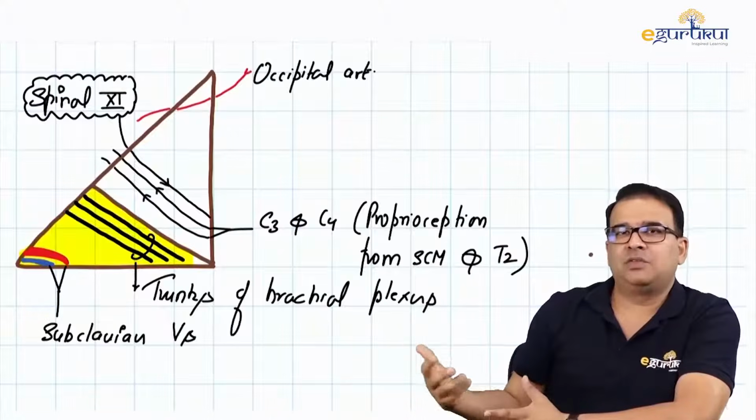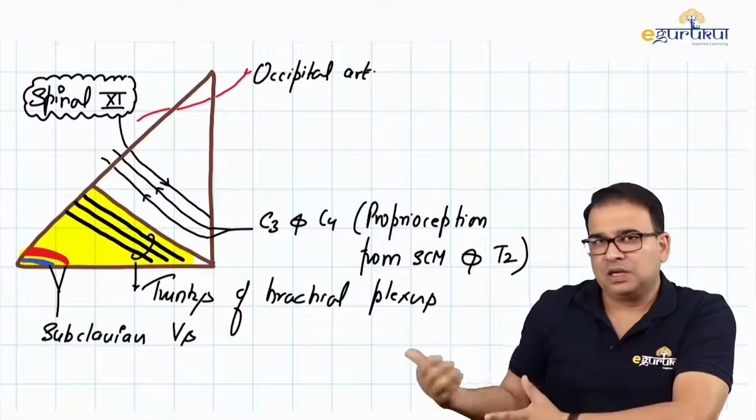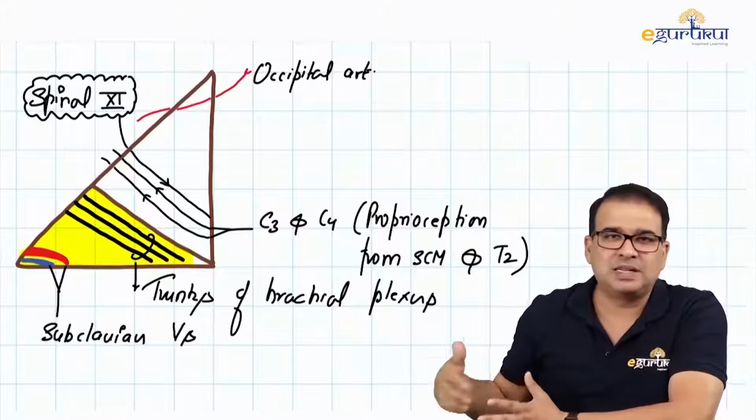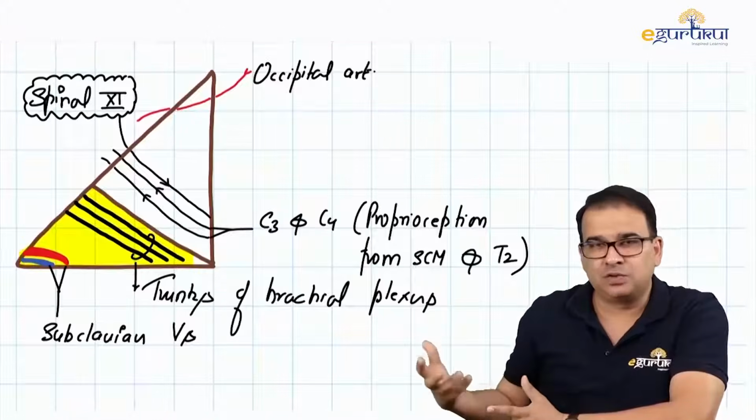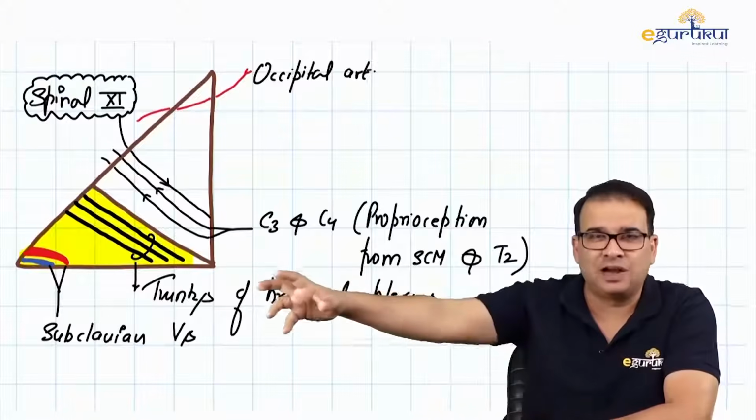Like the nerves coming from the trunk, we have the dorsal scapular nerve, and the nerve from the trunk, the suprascapular nerve, is there. We have the nerve to subclavius. So you can expect those nerves to be seen in this triangle also.